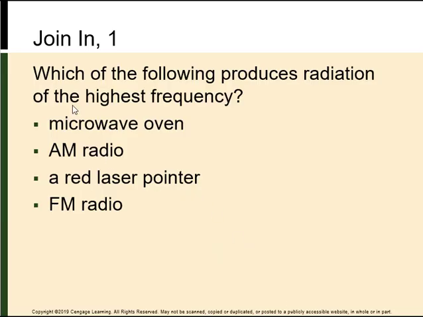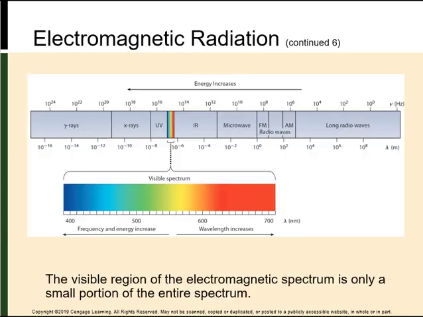How about this? Which of the following produces radiation of the highest frequency? So we had microwave, AM, FM radio, or red laser pointer. If we look at this, we know that frequency and energy increase as we move to the left across the spectrum. So we've got AM, we've got FM, we've got microwave, so our red laser pointer should be our answer.